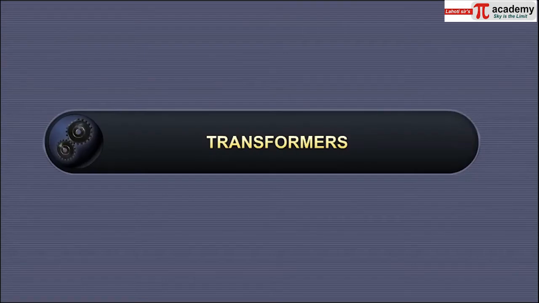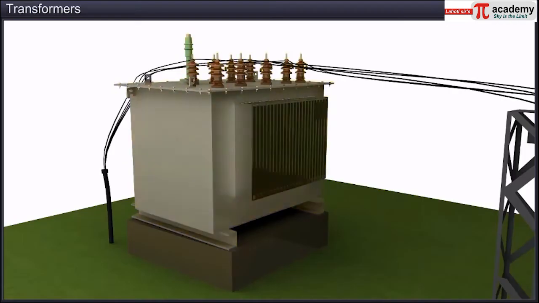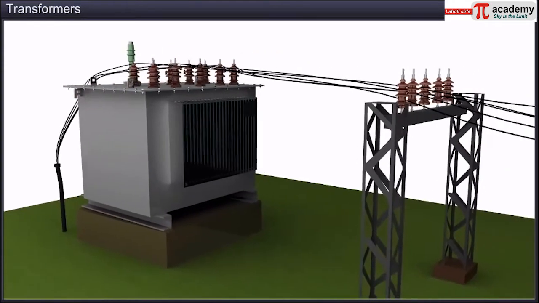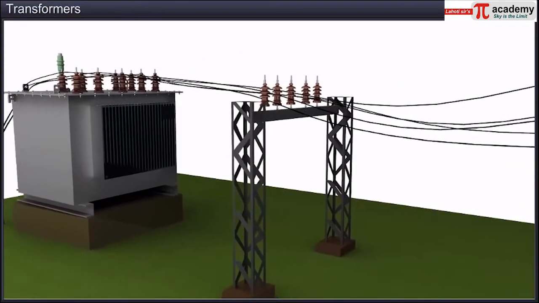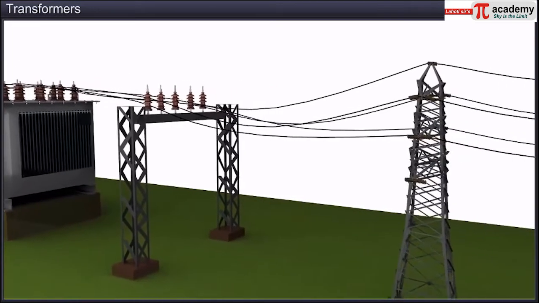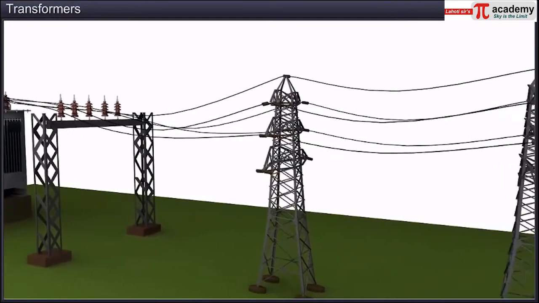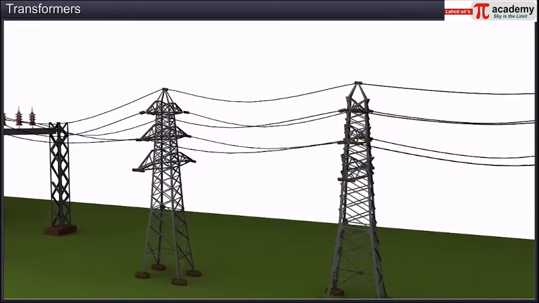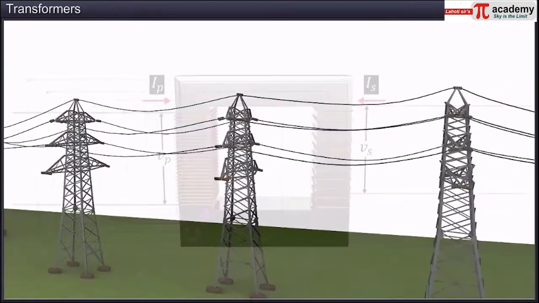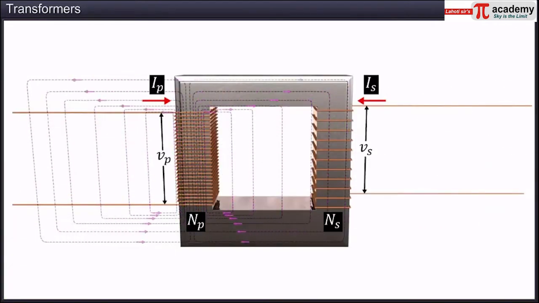In this module, you will learn about transformers. A transformer is a device used to increase or decrease the voltage of an alternating current. It is used in power transmission to reduce the power losses and to increase the efficiency of power supply. Transformers work on the principle of mutual induction.